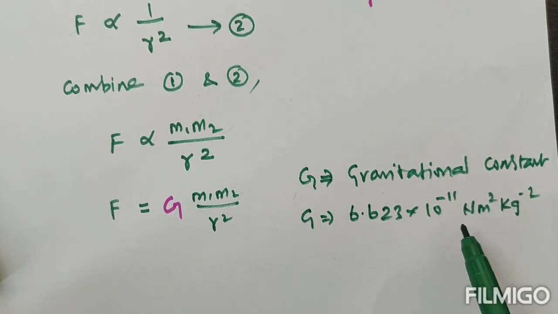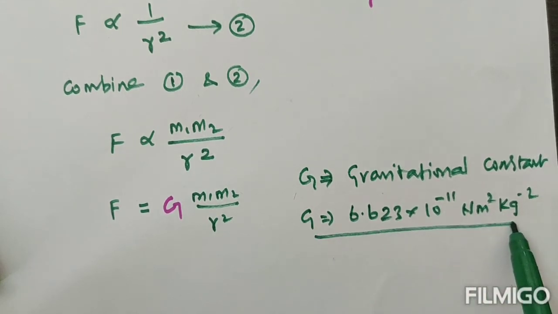This value was found by Cavendish. That Cavendish method is available in higher studies, or one more method is there, that is Boy's method. By using that method we can find this gravitational constant value. It is available at college level. So now we can directly take this value.